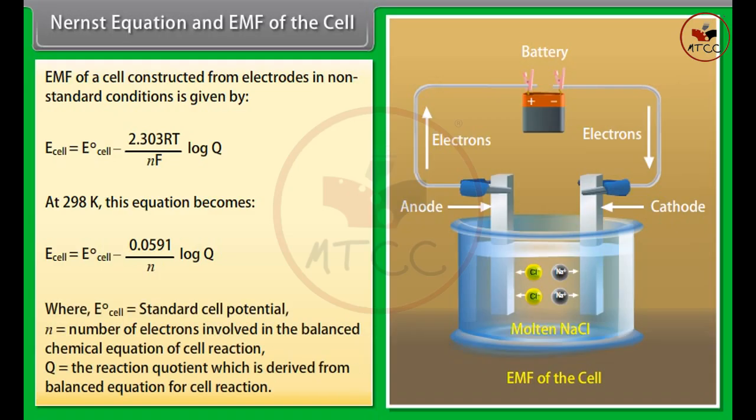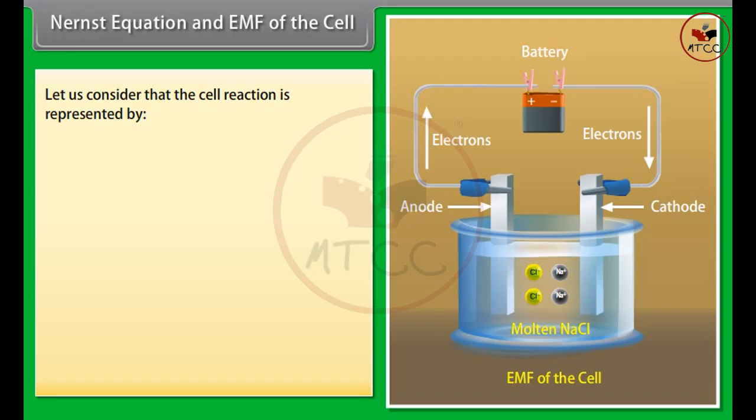Here, E naught cell is equal to standard cell potential, n is equal to number of electrons involved in the balanced chemical equation of cell reaction, Q is equal to the reaction quotient which is derived from balanced equation for cell reaction.